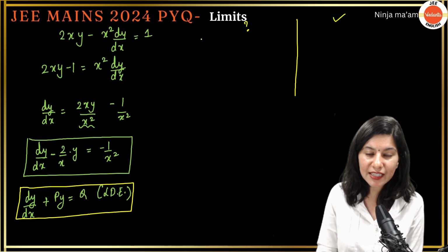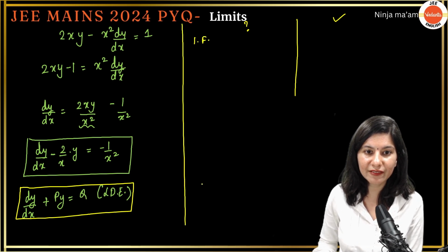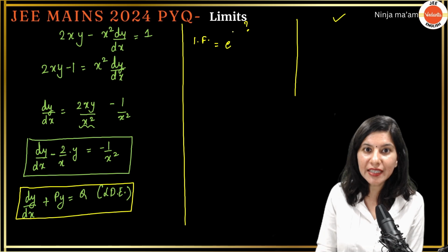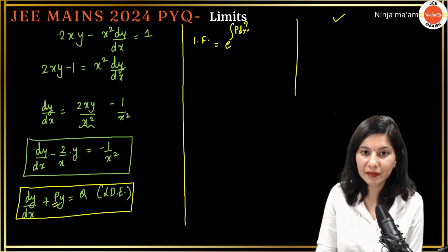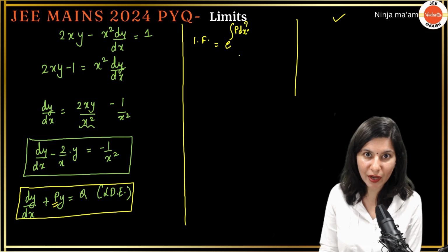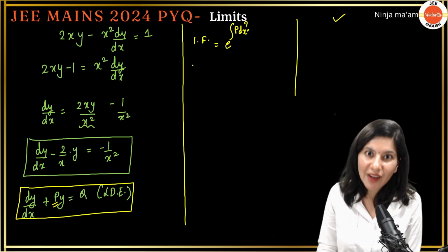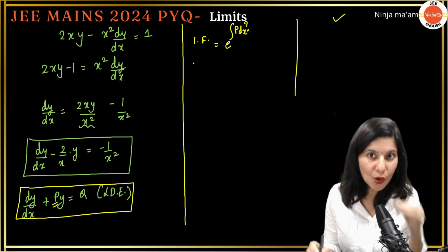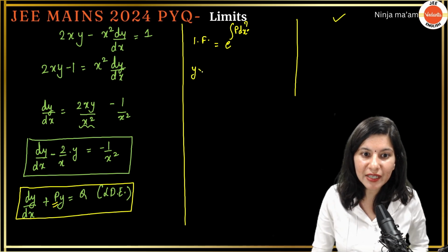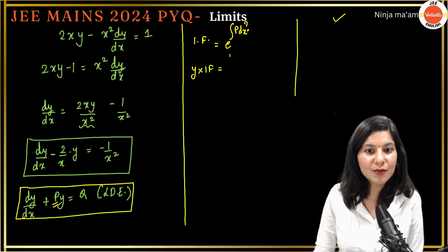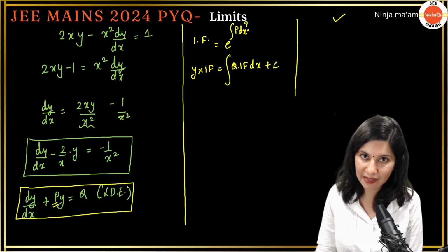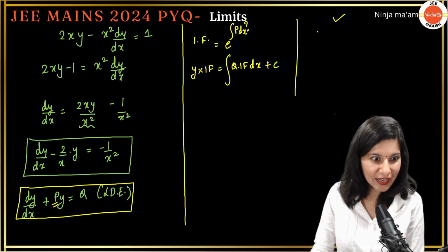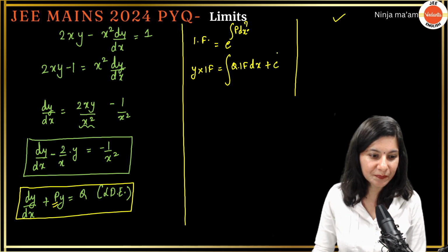So the first thing is you have to calculate the integrating factor. That is going to be e raised to power integral of p dx. Okay, this is your integrating factor. So you have to calculate it. Once you are done with that, the final answer you have to write: y multiplied by the integrating factor is equal to the integral of q multiplied by the integrating factor dx plus c. That's it. You're done.